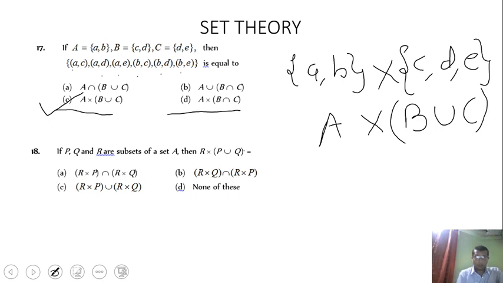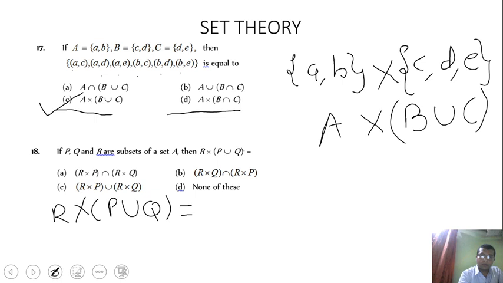Then next one, if P, Q and R are subsets of a set A, then R cross (P union Q) is equal to, we can write R cross (P union Q) equal to (R cross P), then union, it will become an intersection.